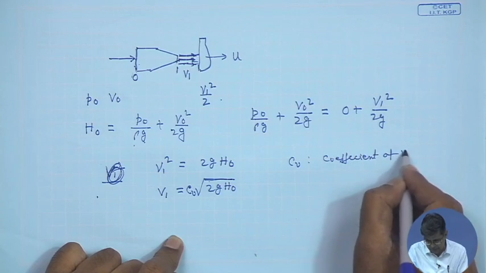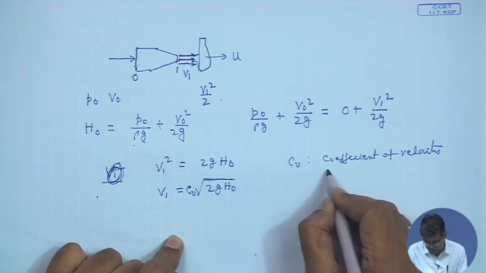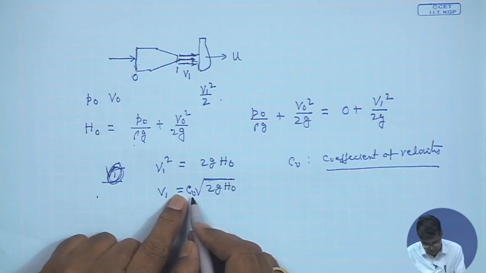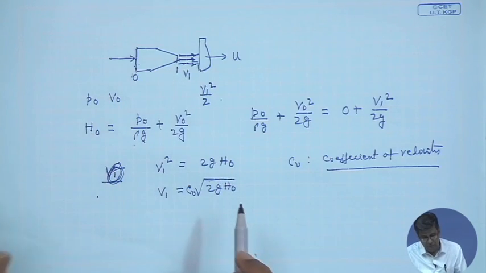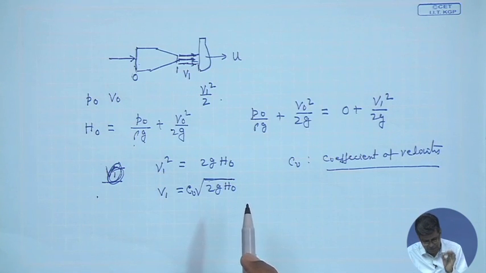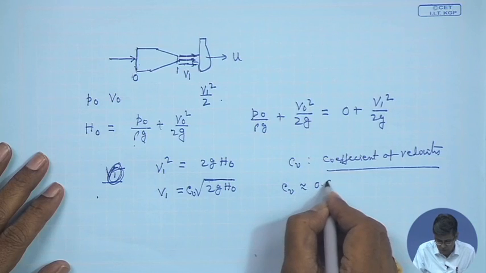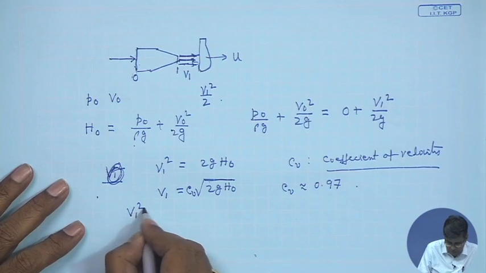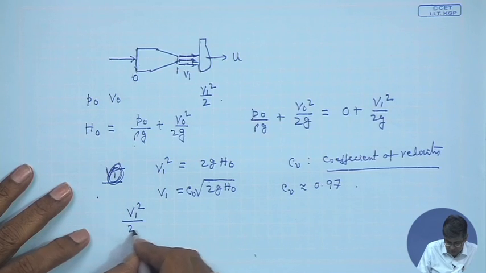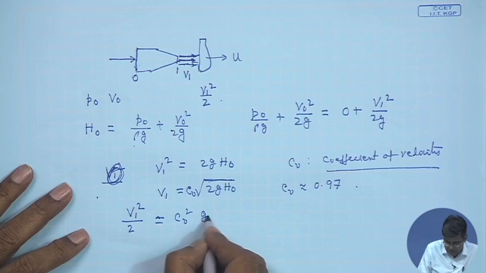This is the coefficient of velocity, without going for any detailed analysis for viscous flow, which takes care of the friction. In fact, this friction is very small in this case, and the value of Cv is almost equal to 0.97. So, therefore, you see V1 square by 2 is equal to Cv square into GH0.